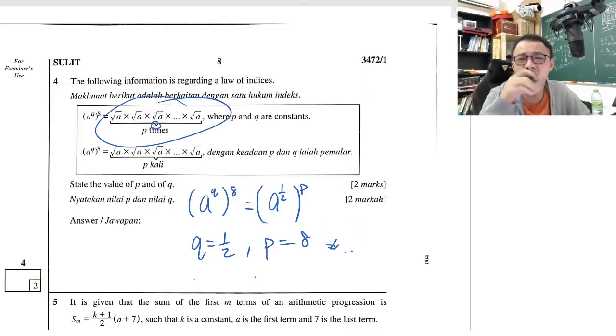When do paper 2? I hope this weekend I can do the paper 2. Yeah, if I have time.